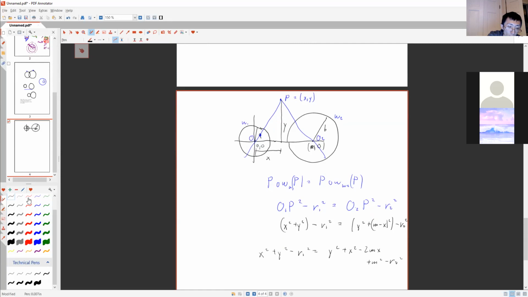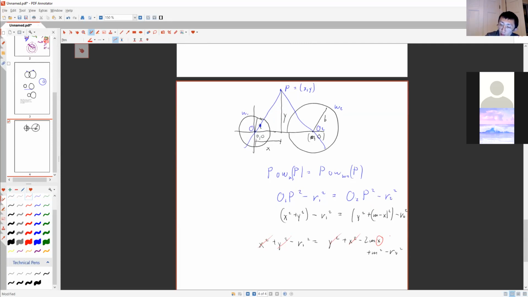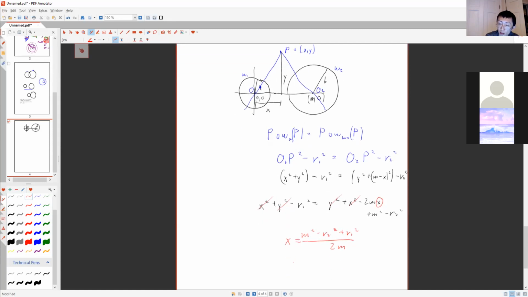So, that goes away, that goes away, that goes away, that goes away. And then, hang on, let's see. Yeah, so we have just one variable X, right? The Y's all went away. So if we solve for X, we'll have something like this. So that's the X coordinate of all points in our locus.